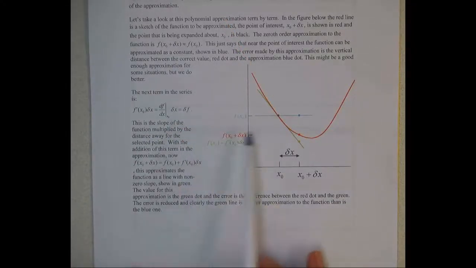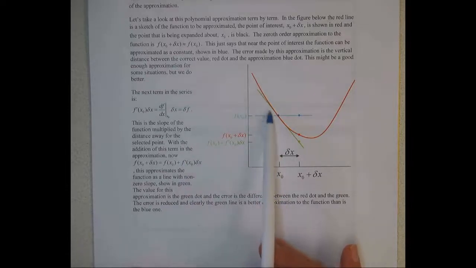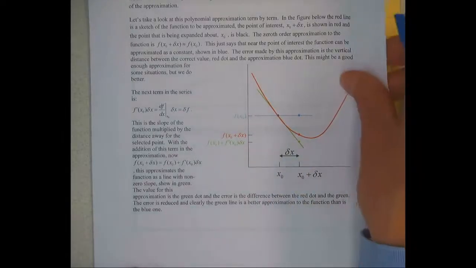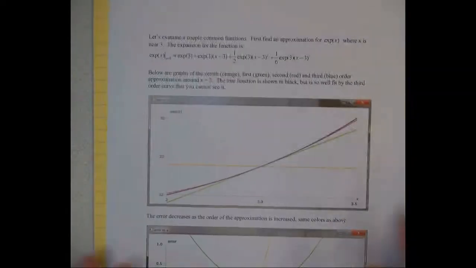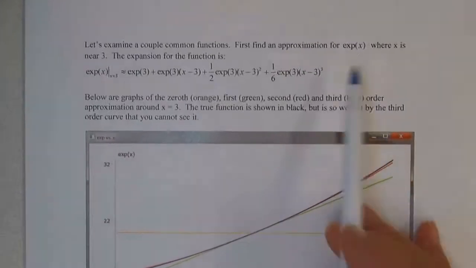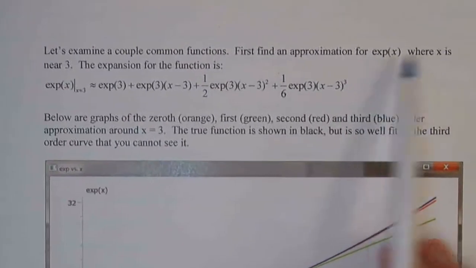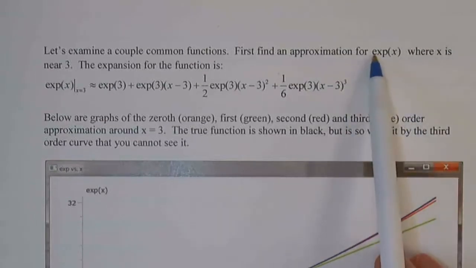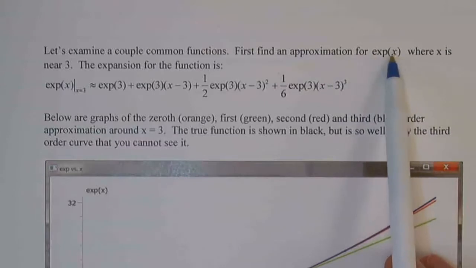Now that we understand how pictorially, schematically, we can find an expansion and approximation of a function around a point, let's turn to a concrete example. So here let's examine the exponential function, and we want to look around where x equals 3. So we're going to try and define how to approximate the exponential function around values near 3.